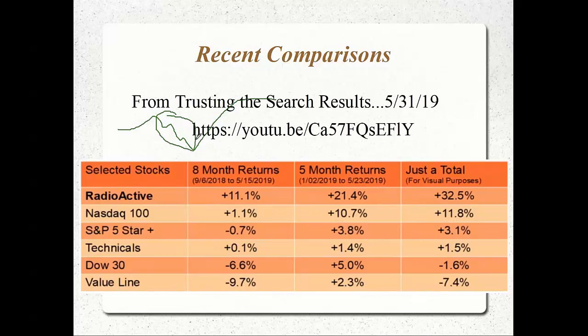Now, what about that large jump we saw from January up to March, roughly? Well, starting on January 2nd, the stocks that matched the RadioActive screens, stock-only return would have been 21.4%. NASDAQs were just up 10.7%, top 3 stocks on the list, sorted by earnings per share growth for all of these. Should have said that before. They're sorted by earnings per share growth. S&P 5-stars were up 3.8%, technicals up 1.4%, Dow 30 up 5%, and value line. And then you see the totals over here.